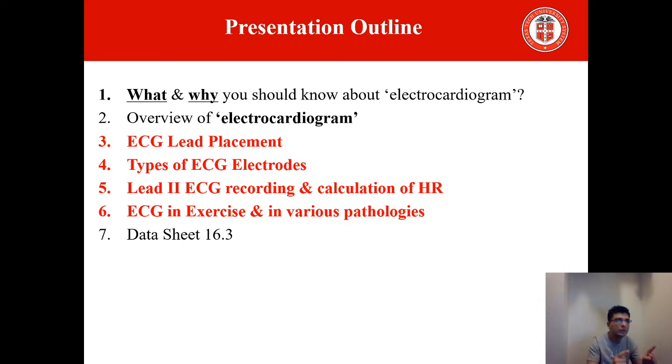You have to do the ECG lead placement for your practicum, so you should be aware that ECG lead placement is the most important thing you want to learn today. We will also talk about the types of ECG electrodes, and we will go through the lead to ECG recording and calculation of heart rate. This is again really important because you're going to do it on your data sheet today.